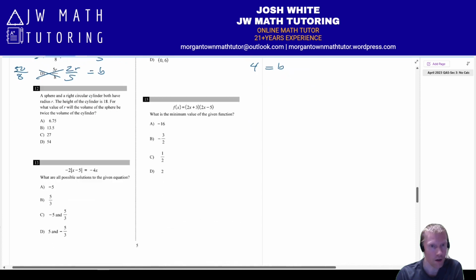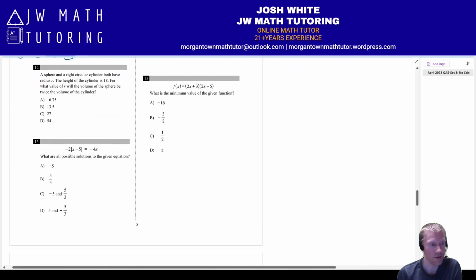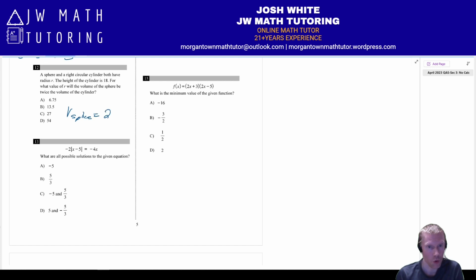All right, for number 12, here you have a sphere and a cylinder. And you're given the height of the cylinder. They both have the same radius, and we're asked to find what the value of that radius must be in order for the volume of the sphere to be twice, i.e. 2 times, the volume of the cylinder.